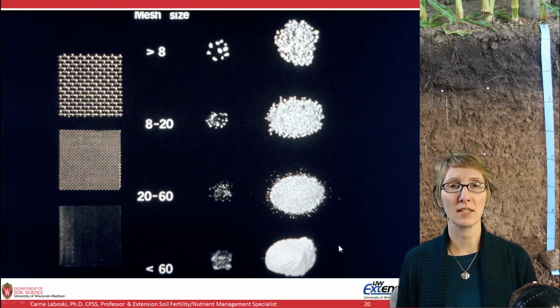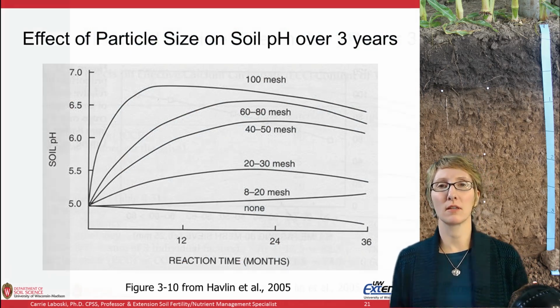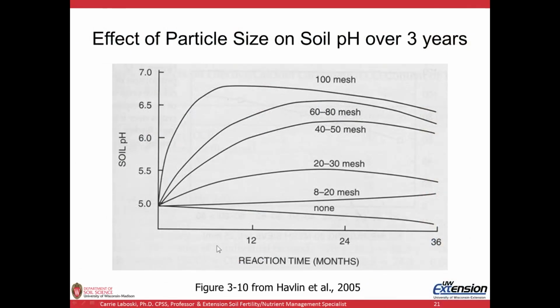So as we're assessing a liming material, we look for the fineness, and this is the fineness factor. And this graph is showing how long it takes, so time in months, for lime once it's applied to change soil pH. So we've got the time in months versus soil pH.